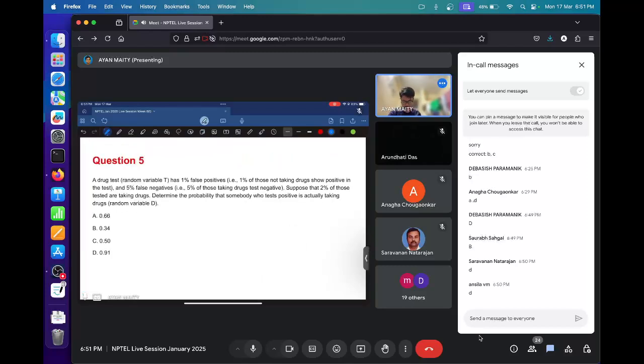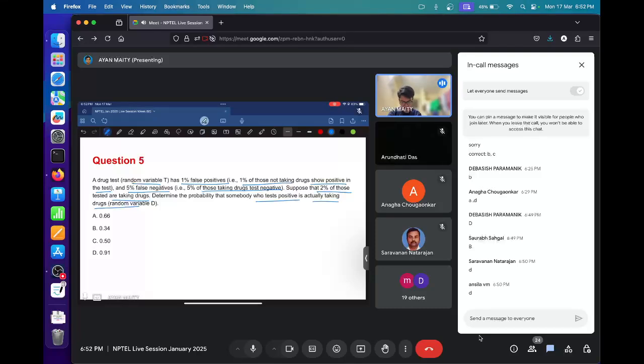Question 5. A drug test, denoted by random variable T, has 1% false positives, that is, 1% of those not taking drugs show positive in the test, and 5% false negatives, that means 5% of those taking drugs test negative. Suppose that 2% of those tested are taking drugs. Determine the probability that somebody who is tested positive is actually taking drugs.